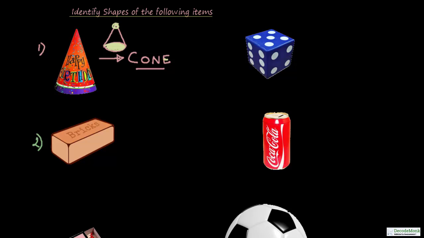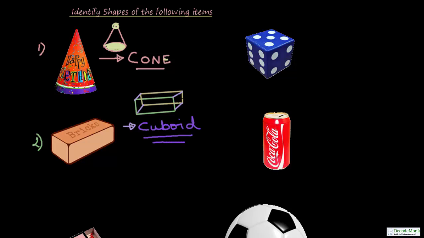Next, my dear little friends, the second object you see is a brick, and this resembles a shape something like this. You have already studied such a structure in my last video. This is a cuboid. These are the faces. So this brick is of the shape of a cuboid.